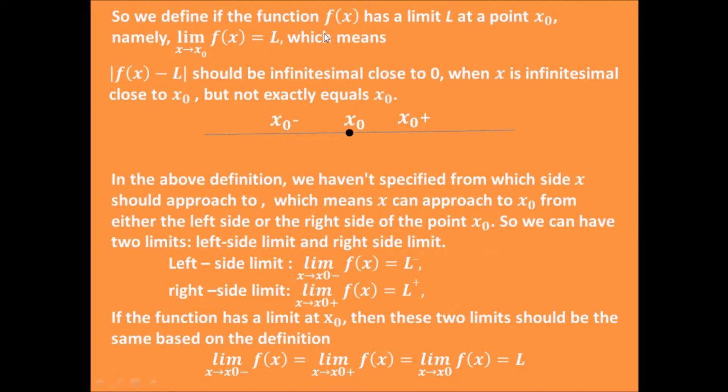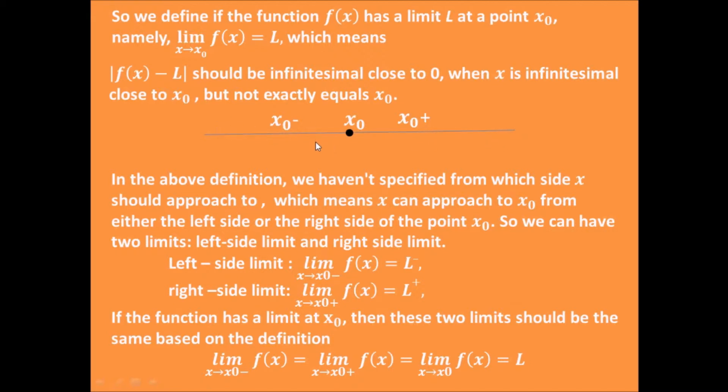If a function f(x) has a limit at a point x0, it can be written as the limit of f(x) as x approaches x0 equals L, which means the absolute value of f(x) minus L should be close to 0 when x is approaching x0. However, in this definition, we haven't specified from which side x should approach x0. It can approach x0 from the right side or from the left side.